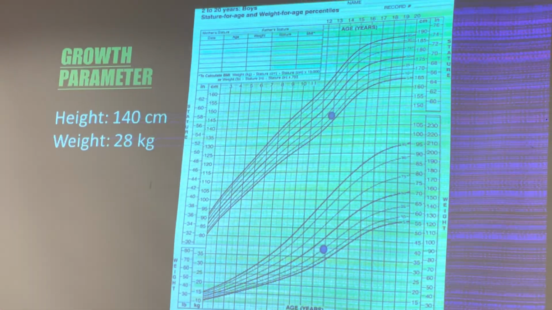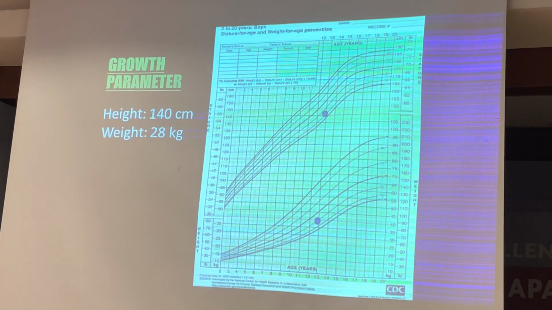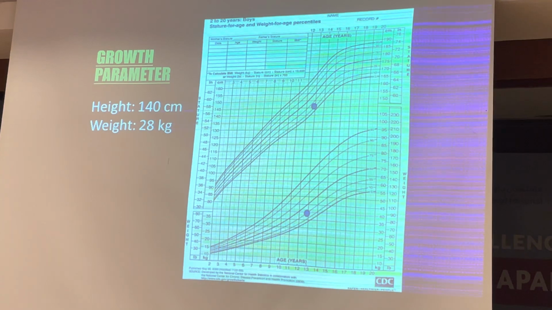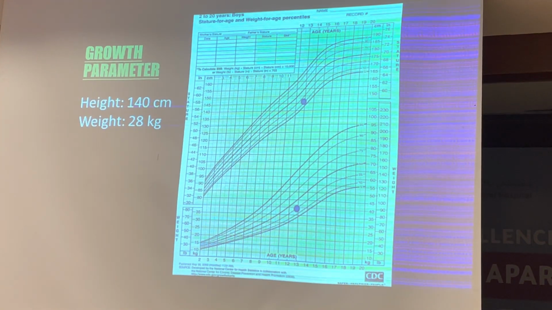Growth parameters are really important. If the patient has had pre-existing diabetes for a long time with poor control, you'll find that kids are stunted, they don't grow in height, on top of being underweight, so the growth will be affected.